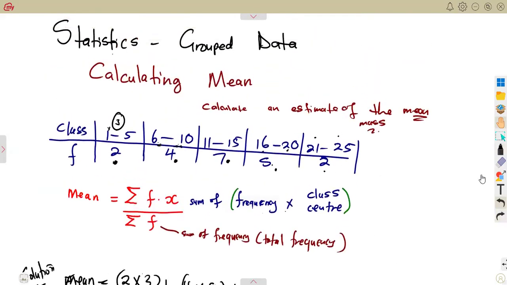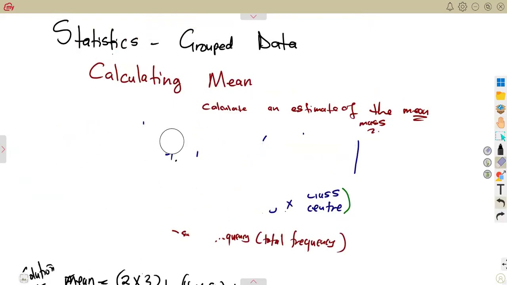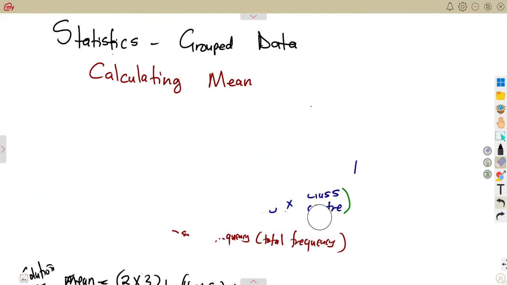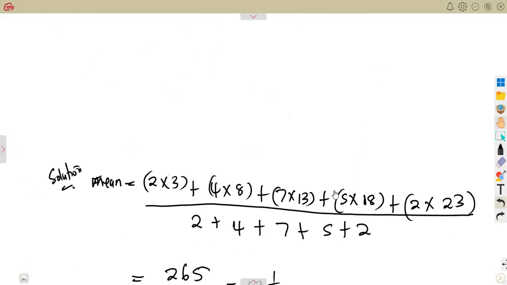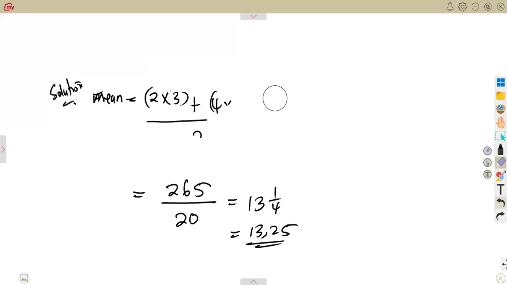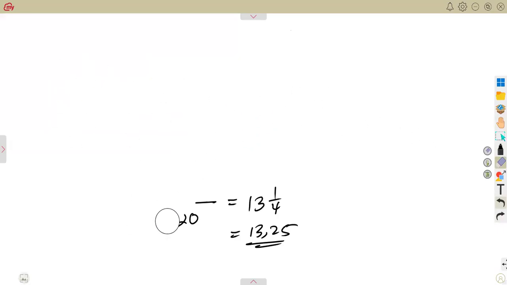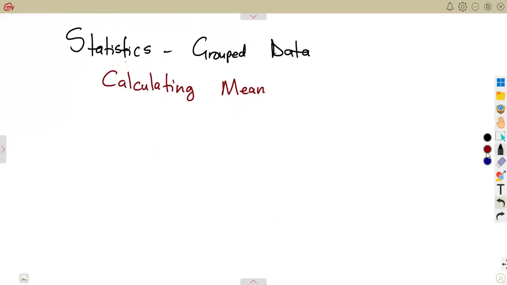Sometimes this is what they are going to do, still calculating this mean, but this formula now is no longer to be used. So this is the part where you are going to calculate an estimate mean or to calculate a mean given the assumed mean. So that part is part of your syllabus. You need to know it. Never neglect that part of calculating mean given an assumed mean.